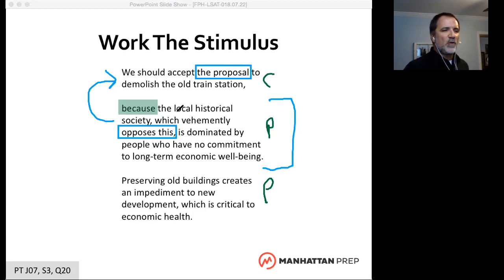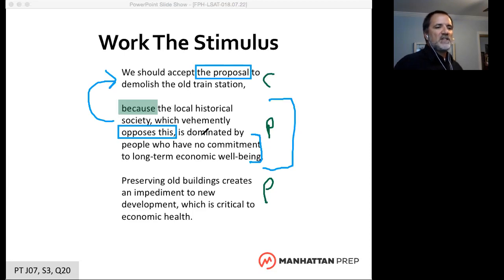Notice what they're saying. The local historical society opposes this. But what are they telling us about the local historical society? They're dominated by people who have no commitment to long-term economic well-being. So they're telling me something about the type of people who are on this board. And notice what my conclusion is saying: we should demolish the station. We should accept the proposal to demolish the station.